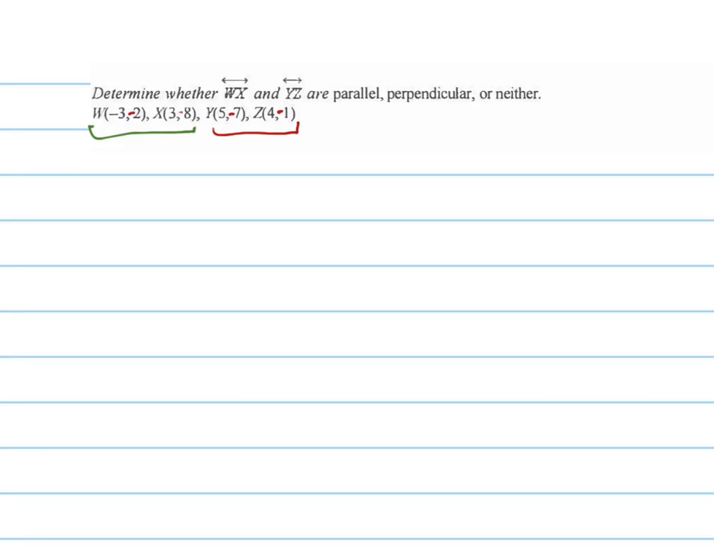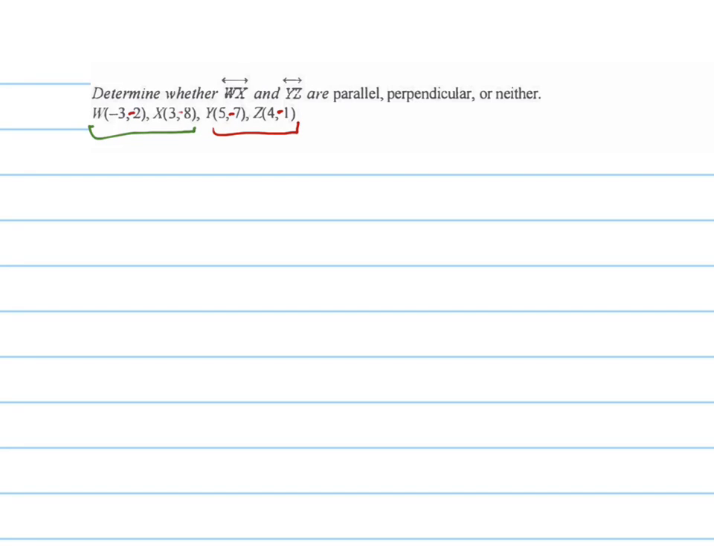And all we have to look at is the slopes, basically. Well, we also, I guess, technically have to make sure they're not the same line. But we just have to look at the slopes. And if the slopes are equal to each other, then the two lines are either the same line or they're parallel. If the slopes are negative or opposite reciprocals of each other, then they're perpendicular. And if neither of those is true, then they're just intersecting lines, which means neither perpendicular or parallel.